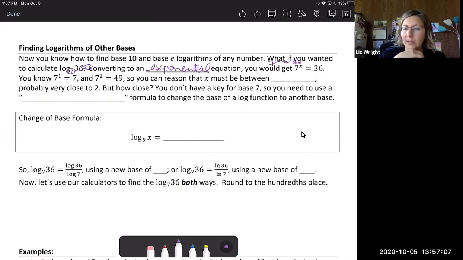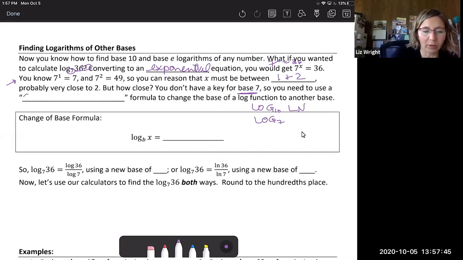And you would know that it's going to be somewhere between 1 and 2, right? Because 7 to the first is 7. 7 squared is going to be 49. So it's going to be closer to 2 than it is to 1. We don't really know for sure. So this statement right here is talking about what I was just going through. So it's going to be in between 1 and 2, closer to 2. But how close? You don't have a key for a base 7. Just like on our calculator, we've got a key for log and we've got a key for natural log. Well, we don't have a key for log base 7 because our key on our calculator for log is log base 10. So you need to use the change of base formula.